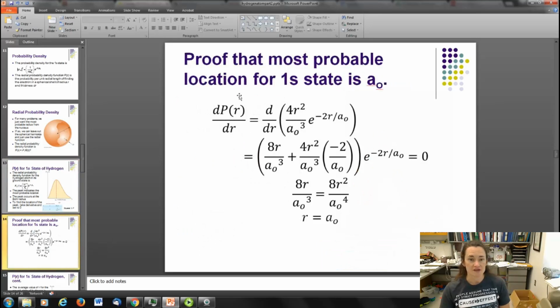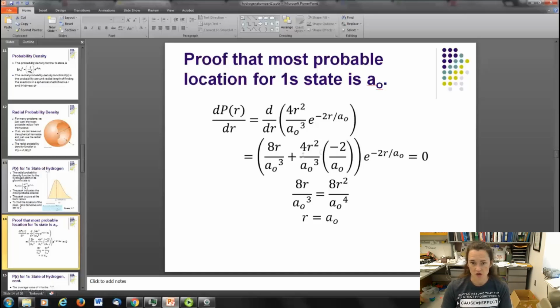Okay, so if I take the derivative of my probability function dP/dr and set that equal to 0, then I get d/dr of 4r squared over a naught cubed times e to the minus 2r over a naught. Now this is a product of two functions of r, so I have to apply my product rule. The derivative of the 4r squared over a naught cubed part is 8r over a naught cubed, and then I add that to the derivative of the second part.